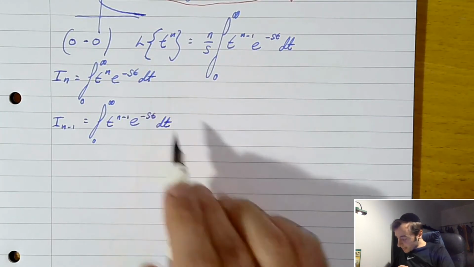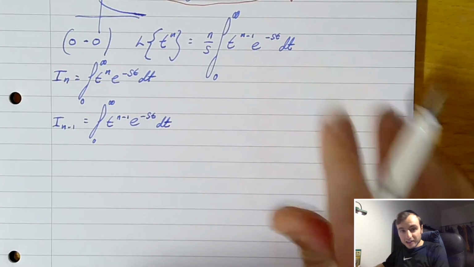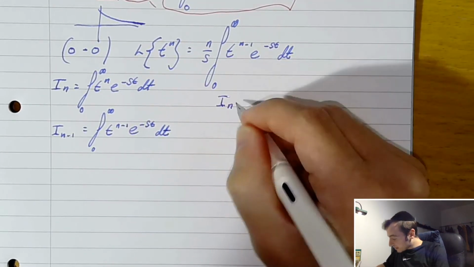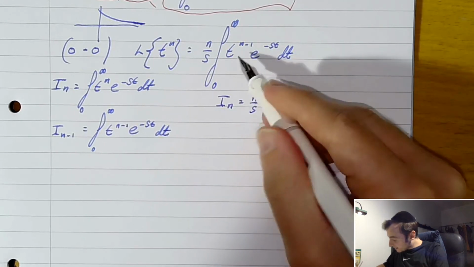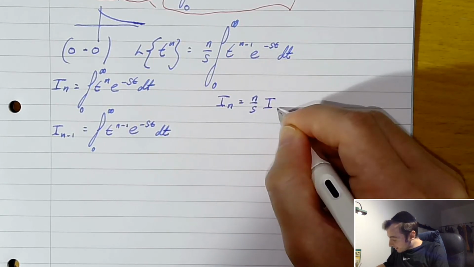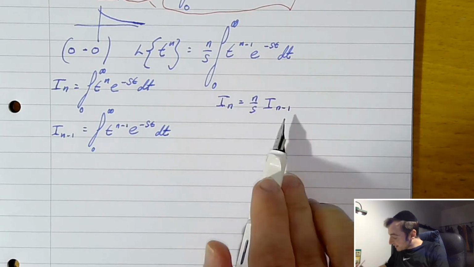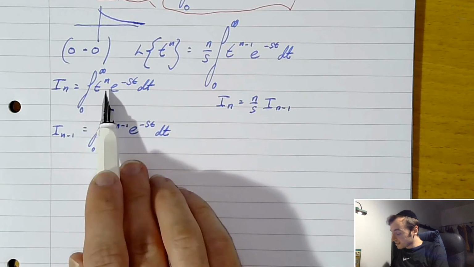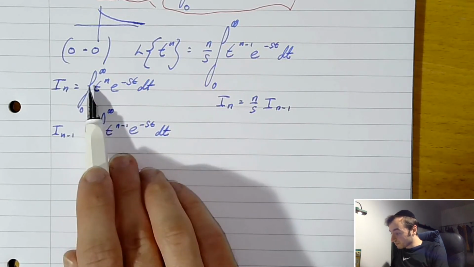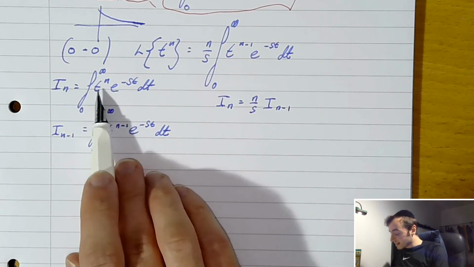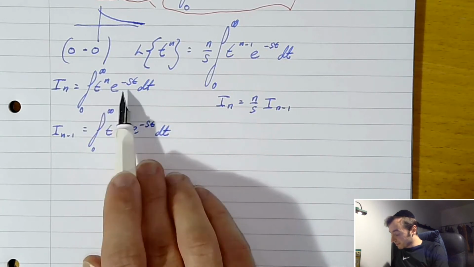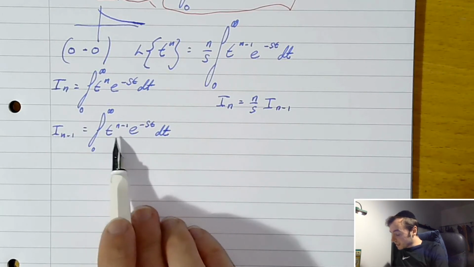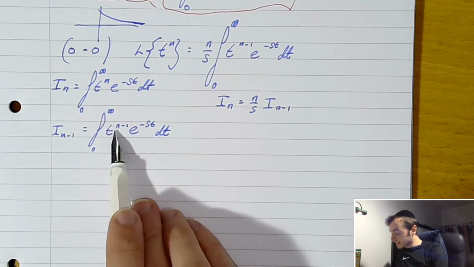Just by way of notation, what we can say, based on this over here, is that I_s(n) is going to equal n on s times I_s(n minus 1), isn't it? If this is I_s(n), and remember this is the Laplace transform that we're looking for, Laplace of t to the n, is this, the semi-infinite integral of t to the n e to the minus st dt, and we'll call that I_s(n). So I_s(n minus 1) is going to be this, because we're just replacing n with n minus 1.